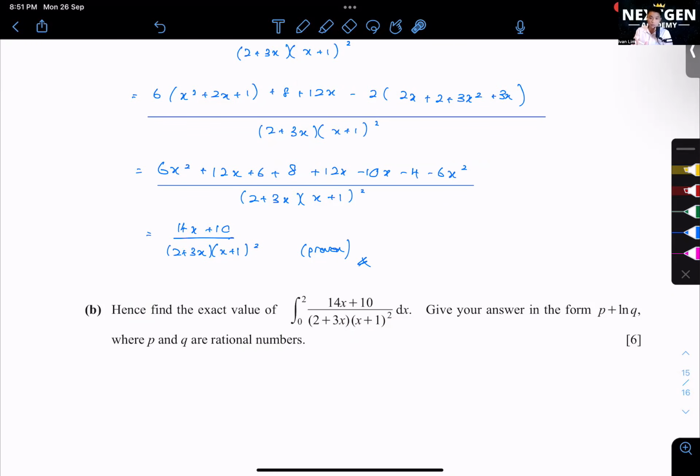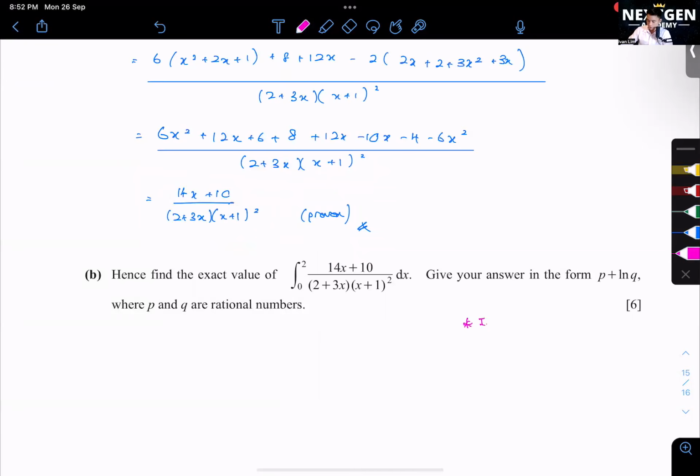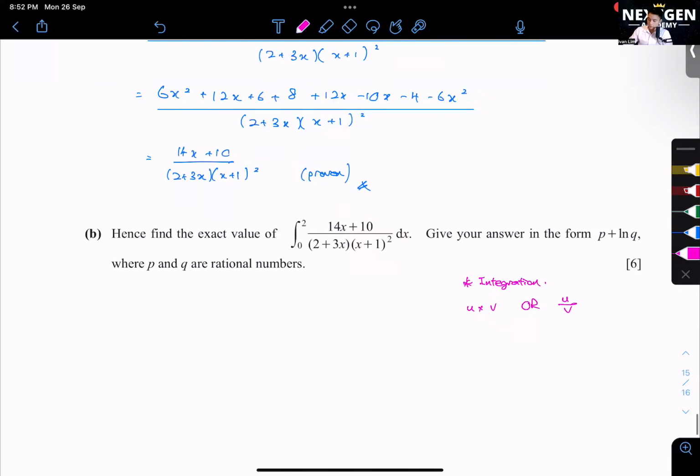It's not that cannot do. If most of you go to college, let's say A levels, you all will learn. It's called integration by parts. But as of now, if it's in product rule form, just remember, integration, if got some sort of U times V or U over V, okay, this one use reverse differentiation.